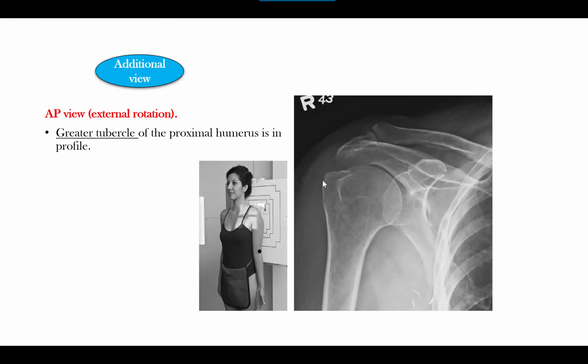AB with external rotation. Now you see the greater and lesser tubercles and the intertubercular groove. It will be very clear. We call this view a walking man or walking stick. If this stick is in position, there is no shoulder dislocation, together with the half moon sign.